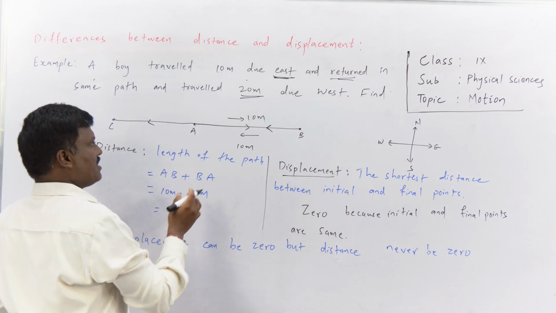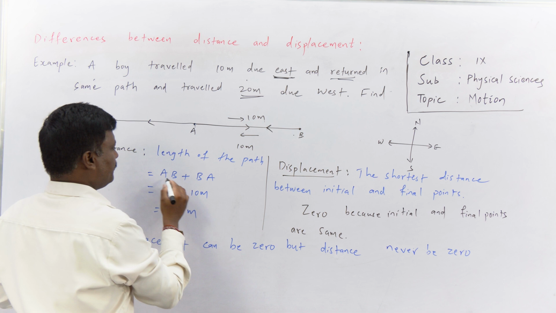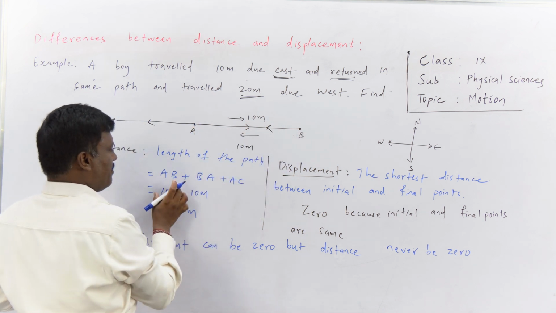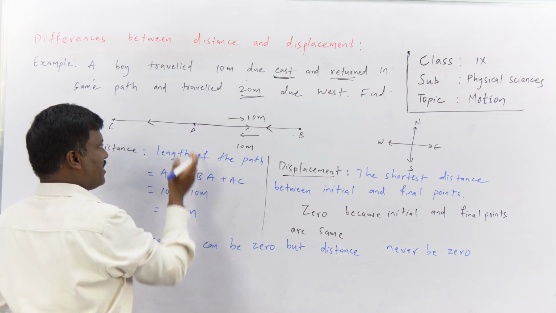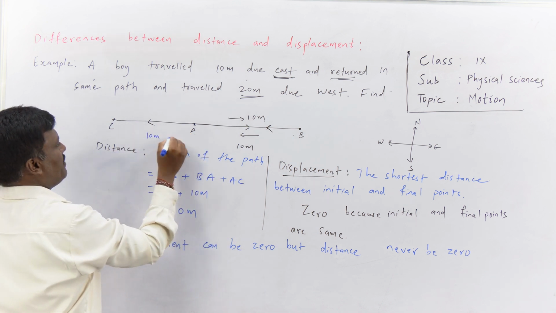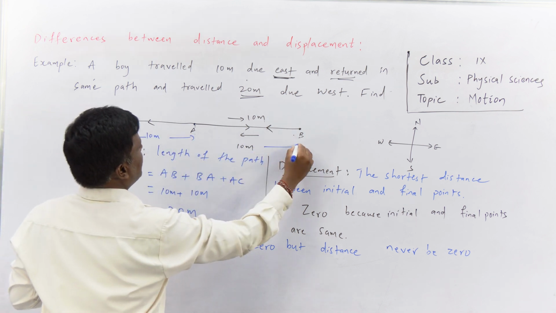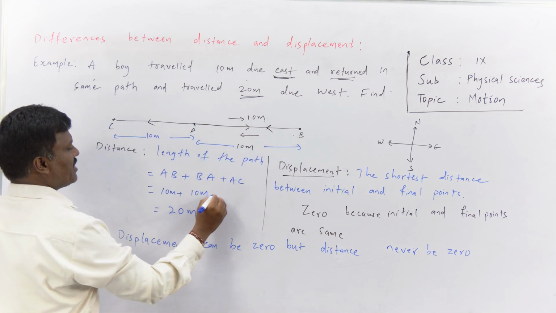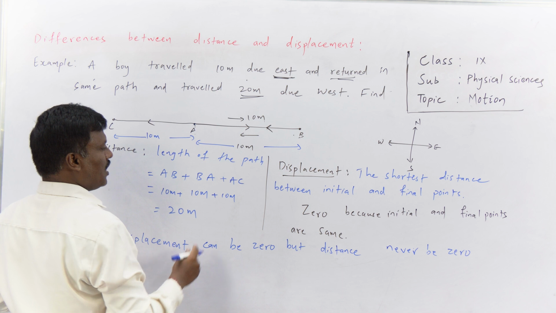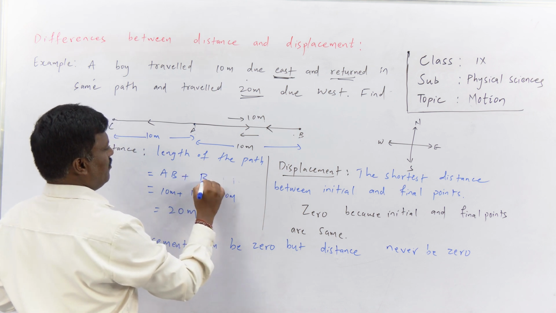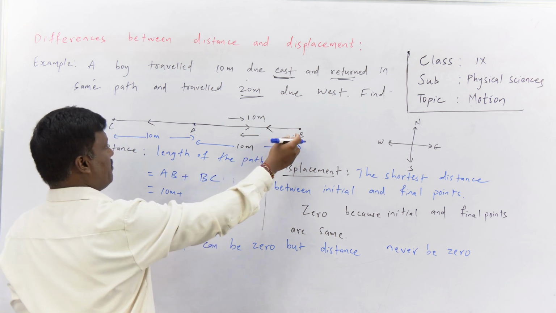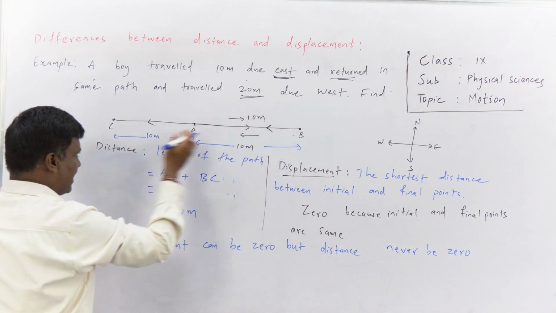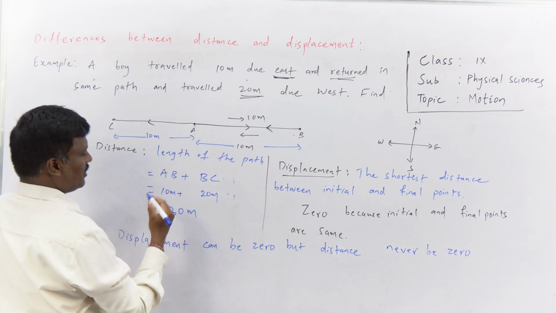Now in this case, what is the distance traveled? A to B 10 meters, B to A 10 meters, A to C also 10 meters, because in total 20 meters he traveled towards west. So this is 10 meters, 10 meters, 10 meters. And directly this can be written as BC, because he traveled from B to C. Directly we take this 20, total 30 meters.